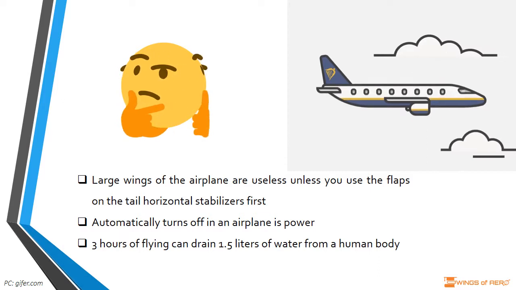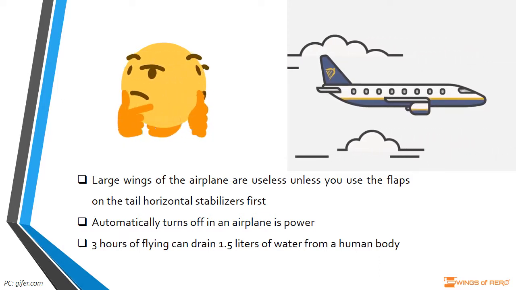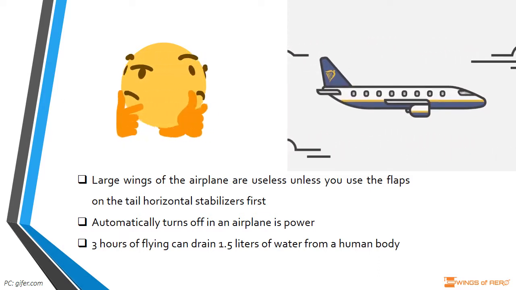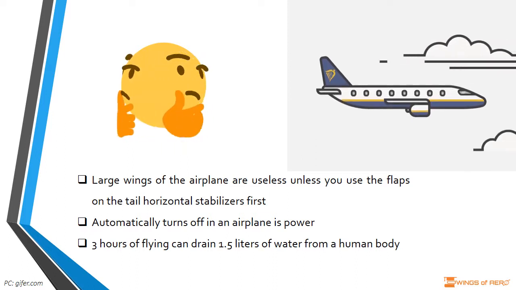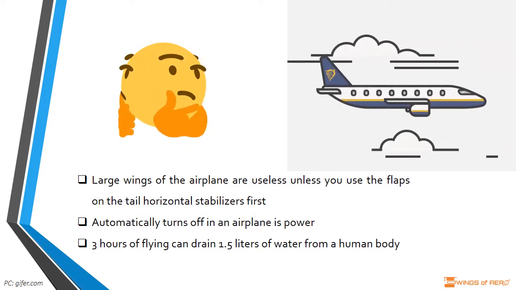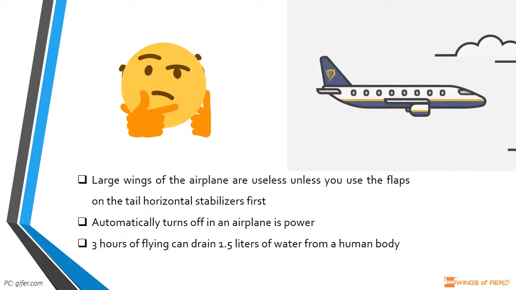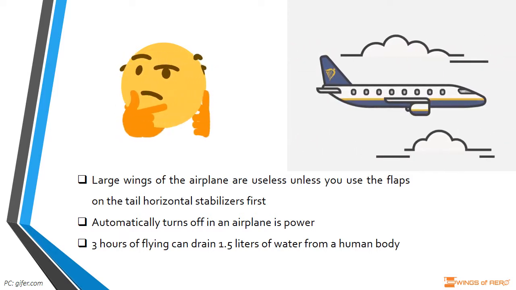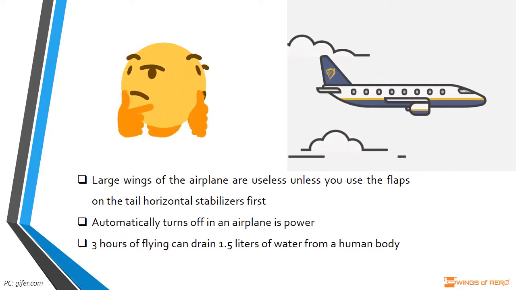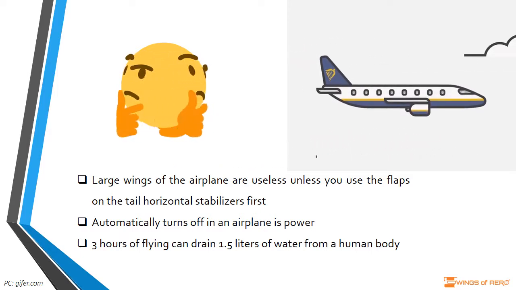In the event of an accident, the first thing that automatically turns off in an airplane is power. The reason for it is the danger of fire. That's why the lights always go off when landing and taking off at night. Passengers' eyes need to get used to the dark in case of unforeseen circumstances.